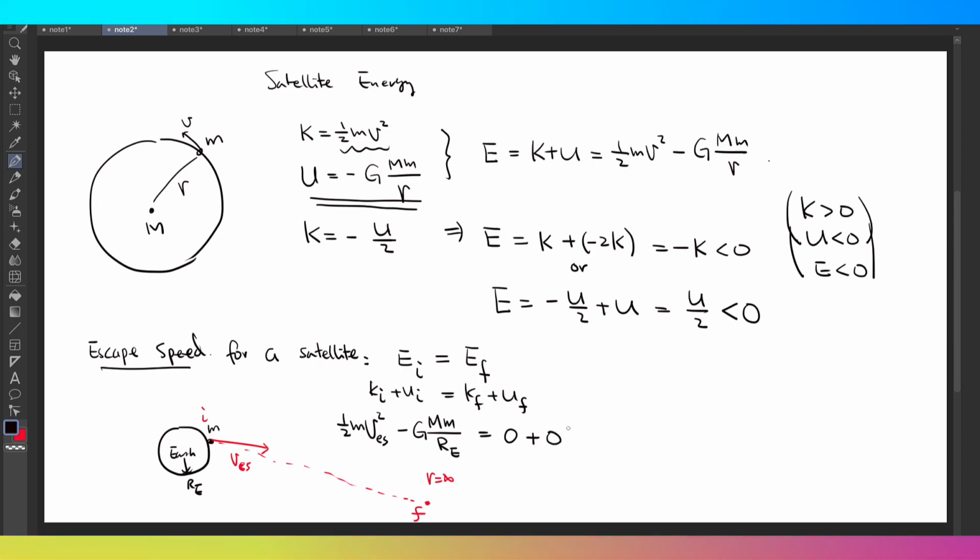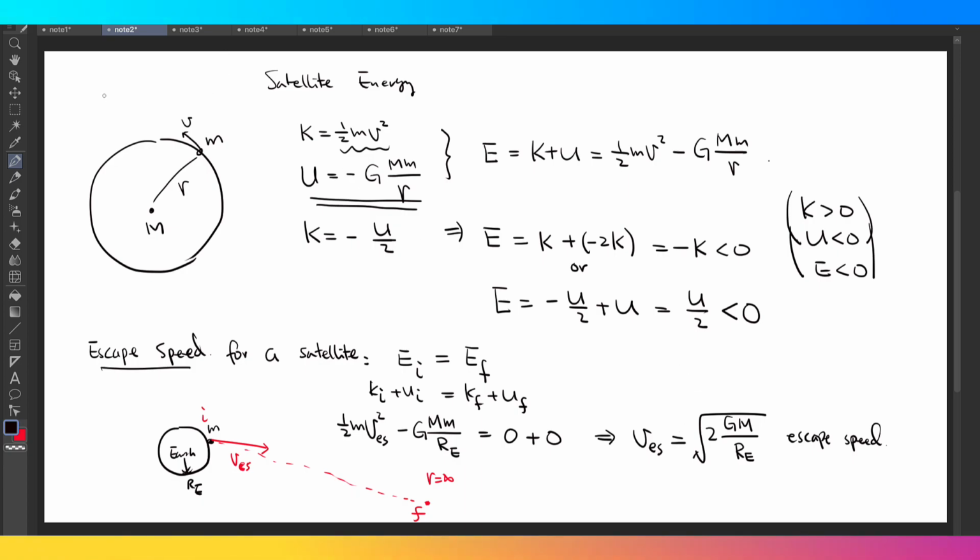So that gives us an equation to calculate the escape speed. Let's figure out what this VES is. V escape speed equals, there's a factor 1/2 here, so we need to multiply by 2 on this side. So we get the square root of 2GM over RE. That's called the escape speed.